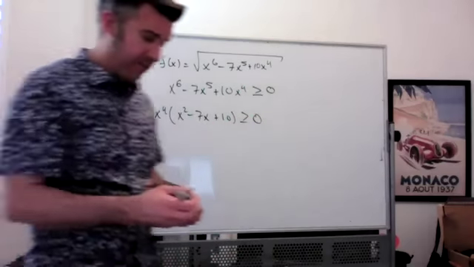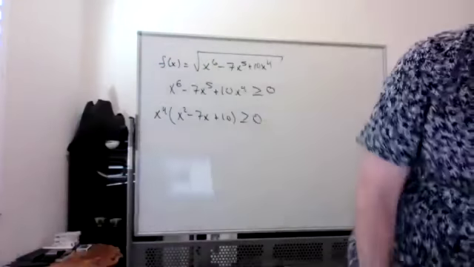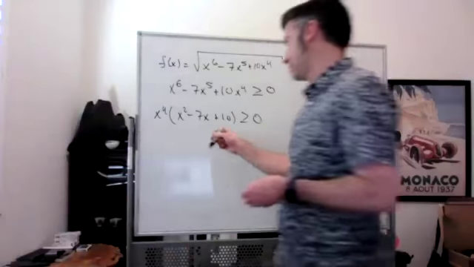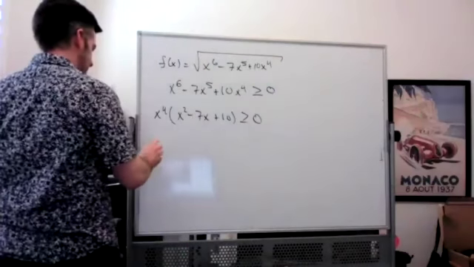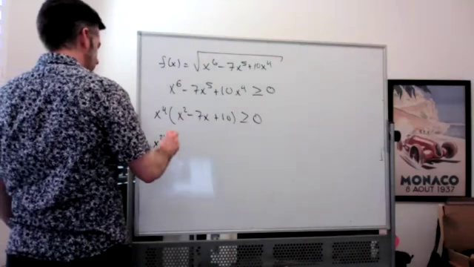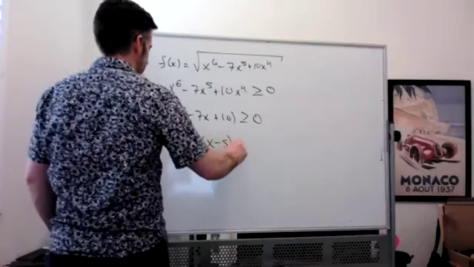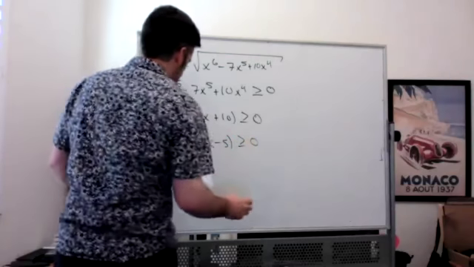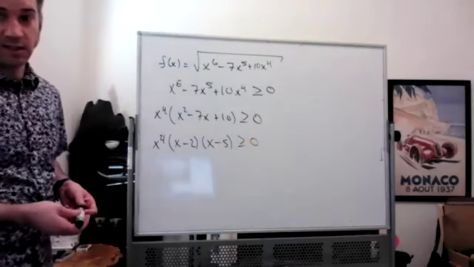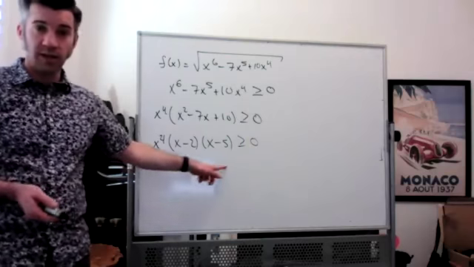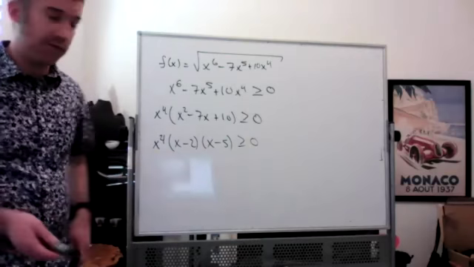And then if I can factor it more, I do. And I can. X squared minus 7x plus 10 factors as x minus 2 times x minus 5. So x to the 4th times x minus 2 times x minus 5 is greater than or equal to 0. And then we're going to use the number line to see where this quantity is positive and where this quantity is negative.